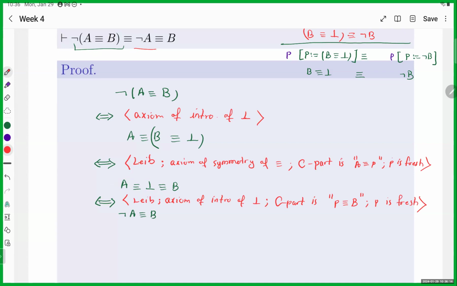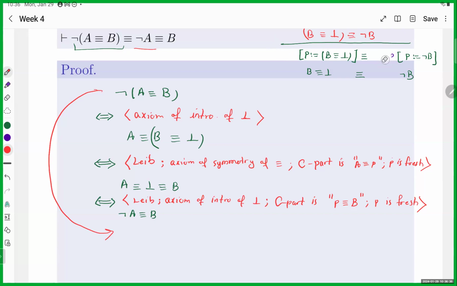Now we are done. Why are we done? This first formula is equivalent to the last one. And that's what we wanted to prove. We didn't use any hypothesis along the way. Therefore, this must be an absolute theorem. We only used axioms. Any questions?